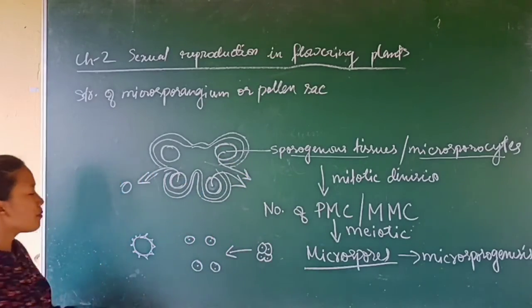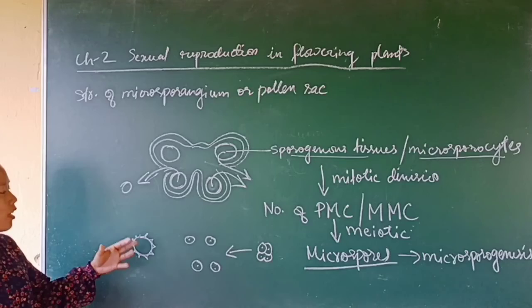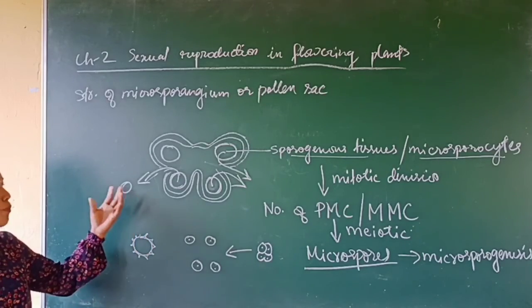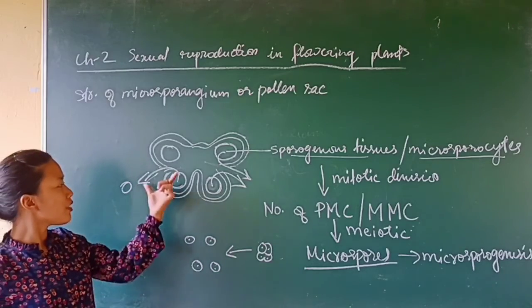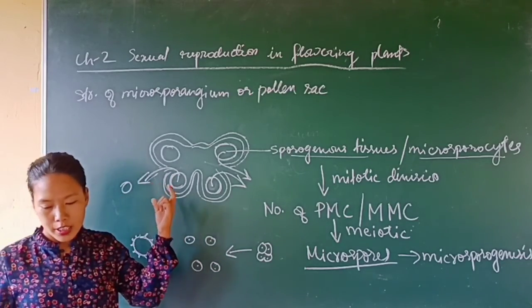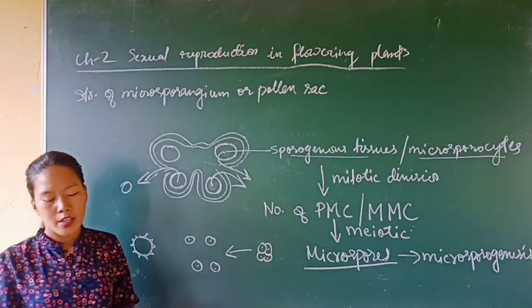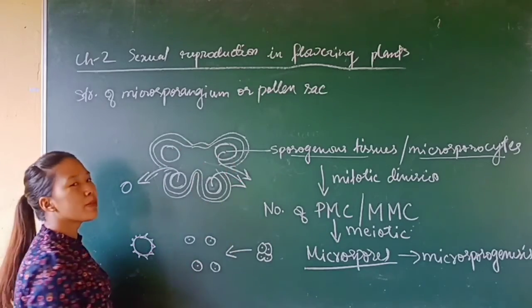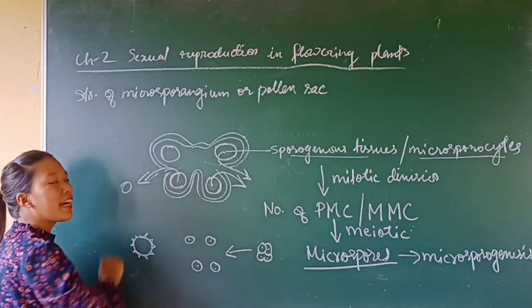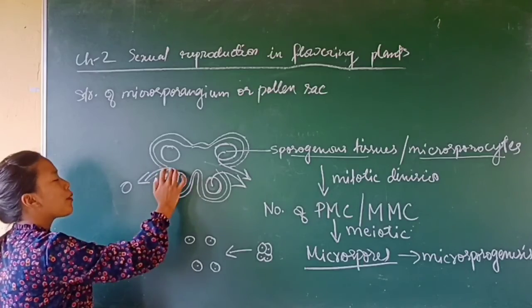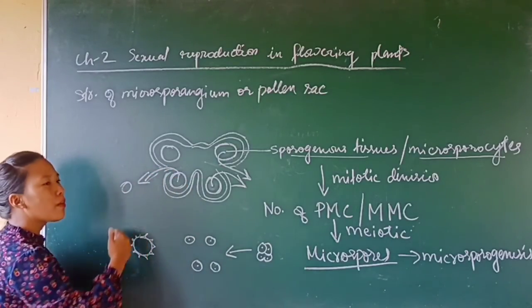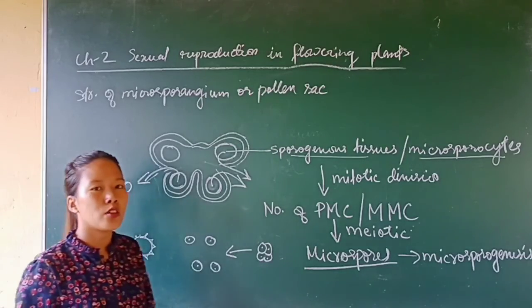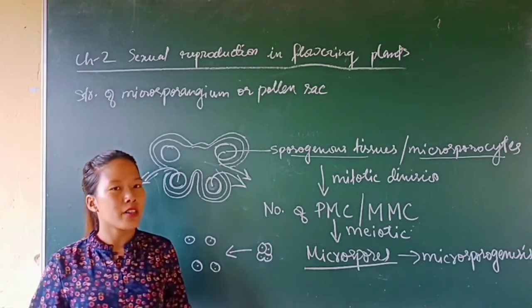This is how the microspores or pollen grains are produced from the microsporangium. Several thousands of these microspores or pollen grains formed inside these pollen sacs will be released with the dehiscence. Dehiscence means the rupture of the anther. Along with the dehiscence of the anther, they will come out and be released. This is how these microspores are released.